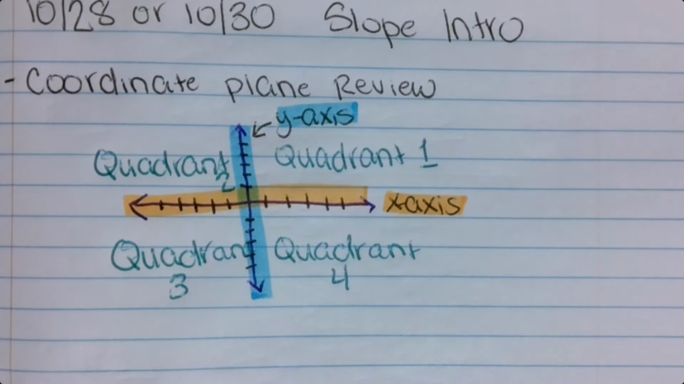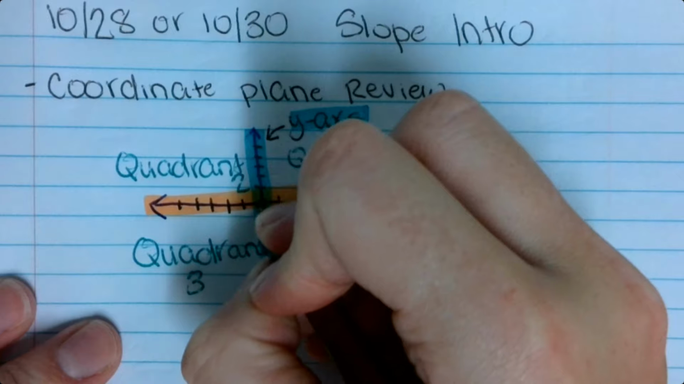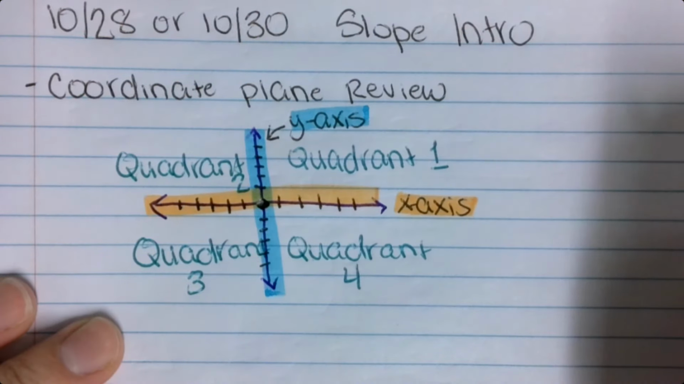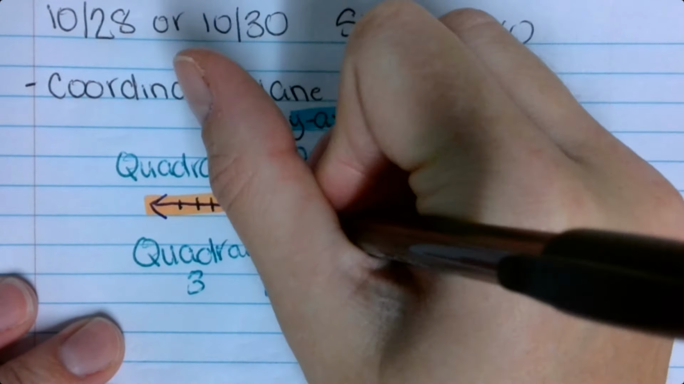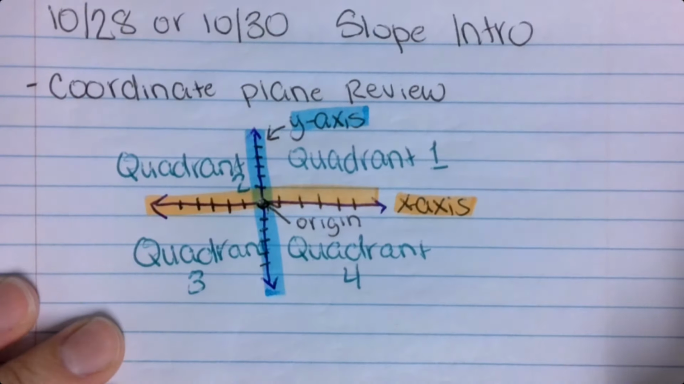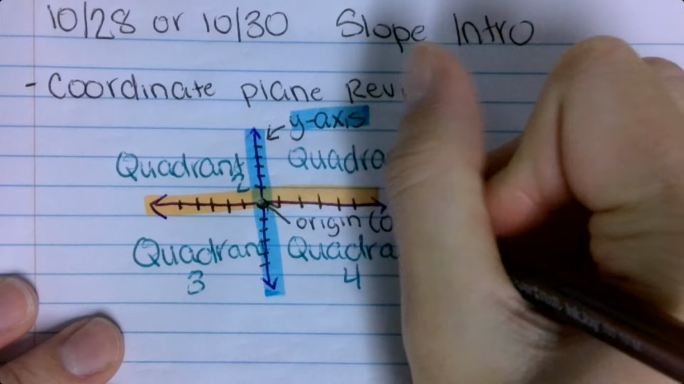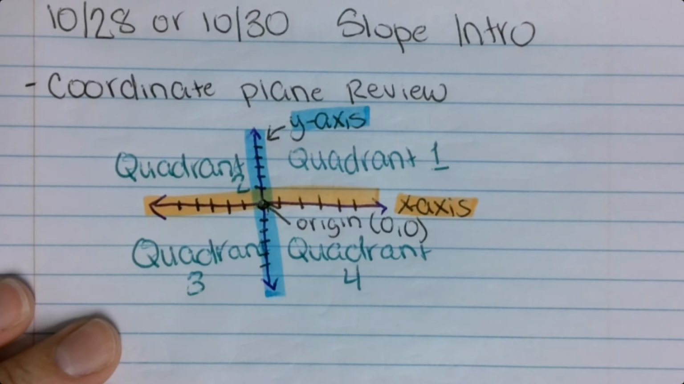All right? Now, the other thing that we need to know is where the 2 axes meet, where the x and y axis meet, right in the middle. That bad boy is called the origin. It is at the point (0, 0). All right? We're going to work more with this here in a moment.